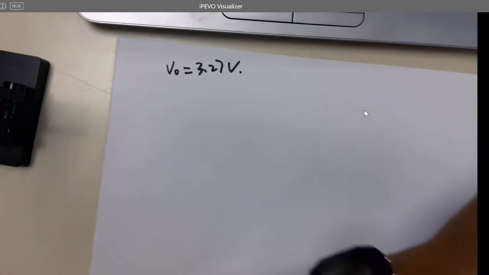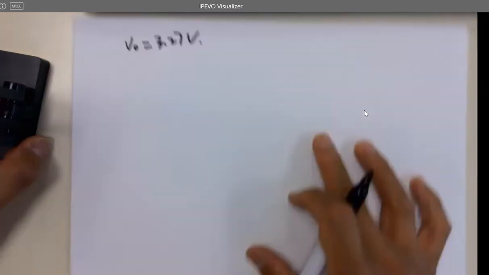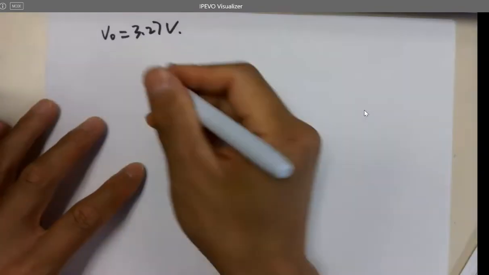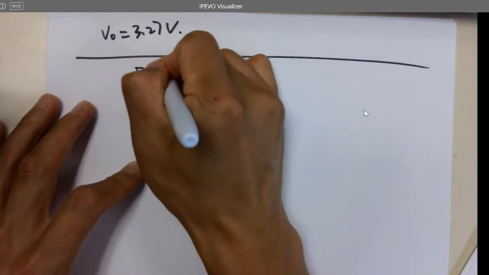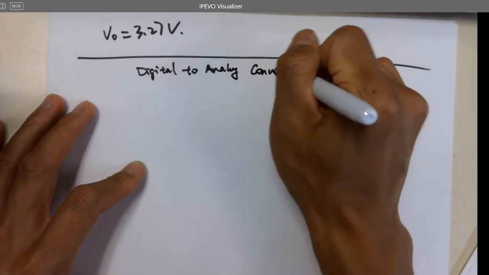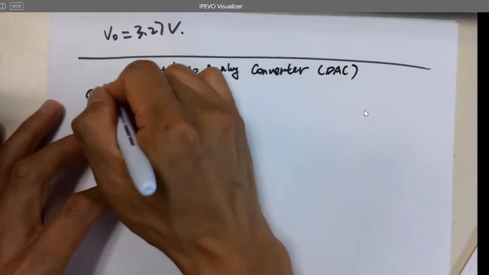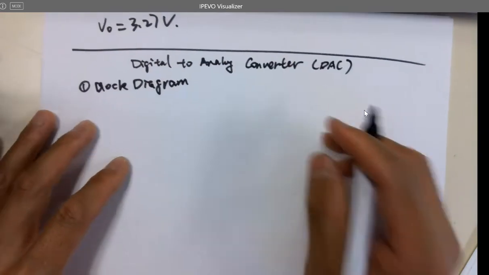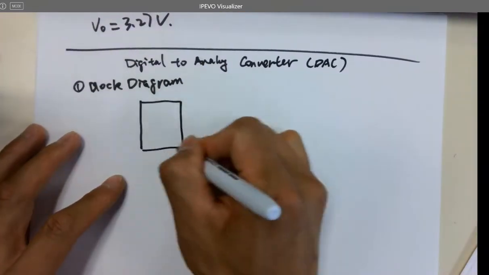Then I'm going to give you some examples for the DACs. We'll start talking about DACs, starting with the theory first. The DAC block diagram. Can you buy DAC chips on the market?